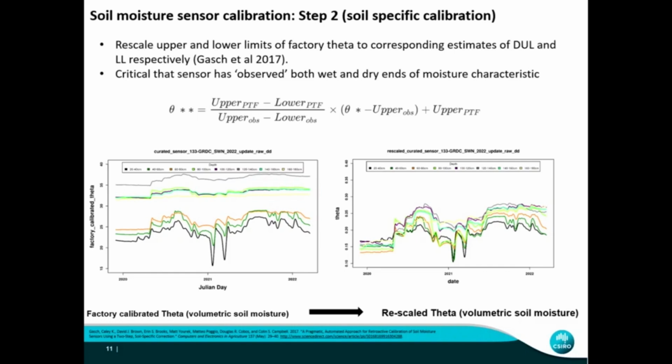So you've got the sensor, and then you're relating that to what the upper and lower limits are that you've got for that soil, and then you're scaling that. So you go from this to something that's looking more sensible. So that theta value in drought 2019, 2020, we're really at the dry end of that bucket.